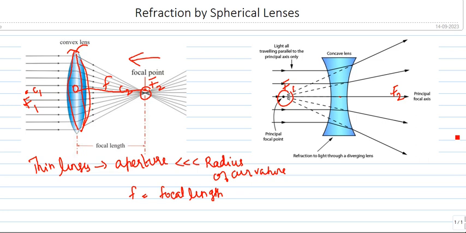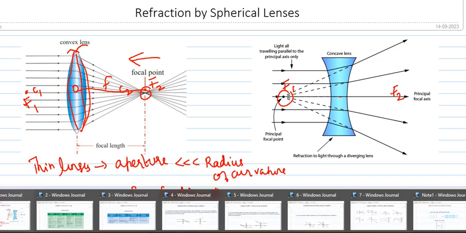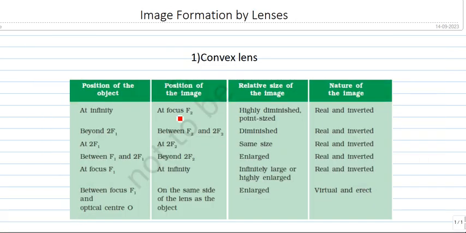So we will go to the next part, which is the image formation by lenses. So we saw image formation by mirrors in the previous videos. Now this is image formation by lens. Similar to the mirrors, we have 6 positions of the object. When we place the object at these 6 positions, we will get the image corresponding to the position of the object.